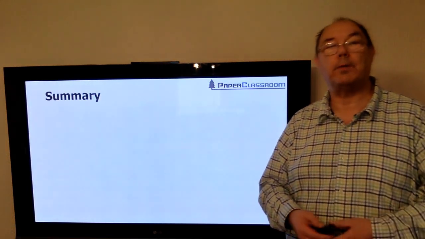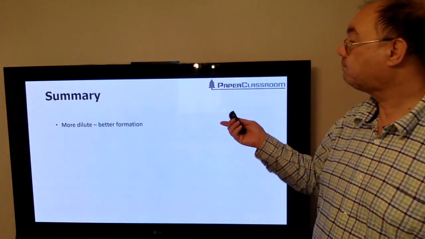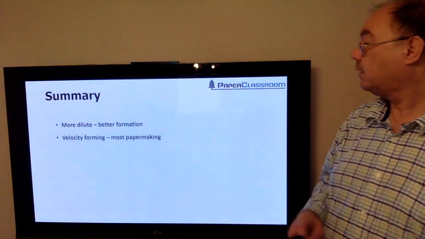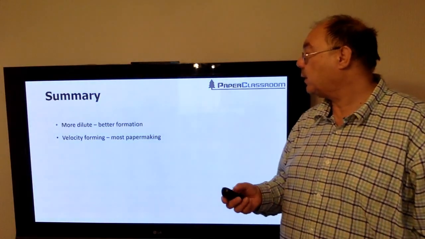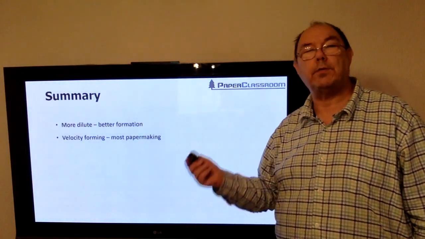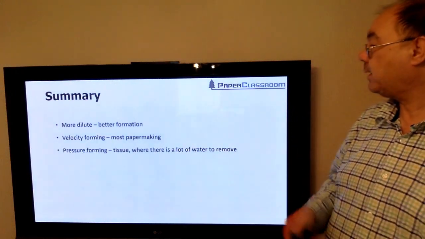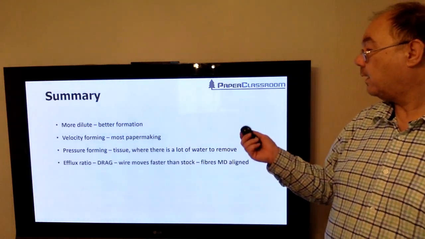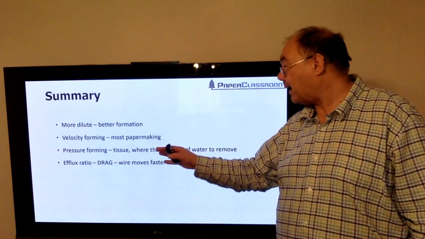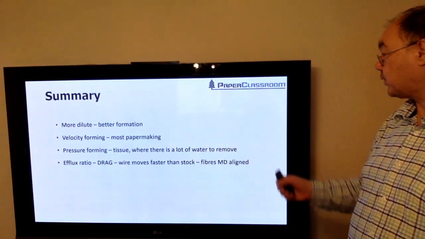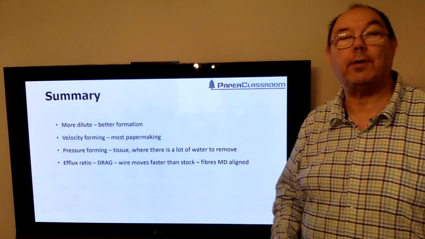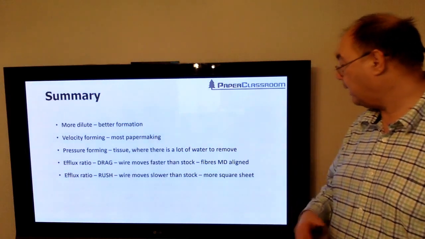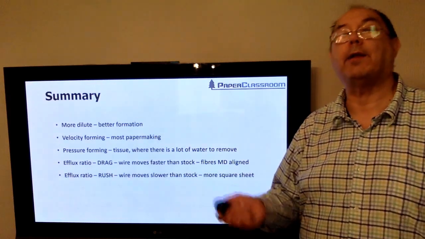So a summary of what we've talked about in this session. Formation, the more dilute, the better the formation. Flowbox ways of organising, velocity forming, which is what we use for most paper making, and pressure forming, particularly for tissue, where you've got a lot of water to remove. Efflux ratio, you've got drag, where the wire is moving faster than the stock, and that will align the fibres in the machine direction. Then you've got rush, where the wire is moving slower, and that will give you a much more square sheet with more randomly organised fibres.